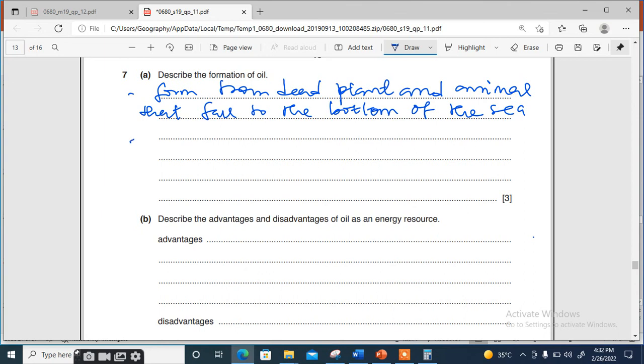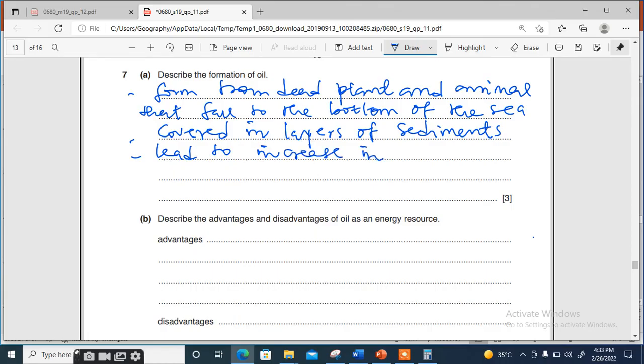Next, these dead plants and animals are covered in layers of sediment or mud, and this covering will lead to an increase in heat and pressure. Once there is an increase in heat and pressure, it will change the dead plants and animals into oil.